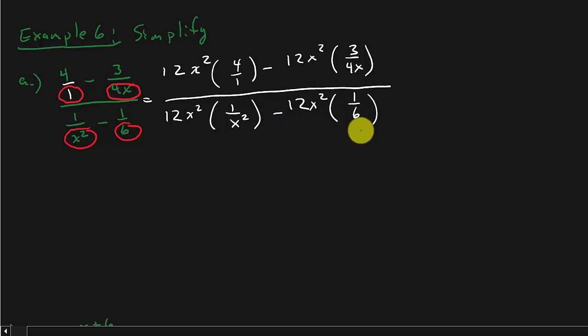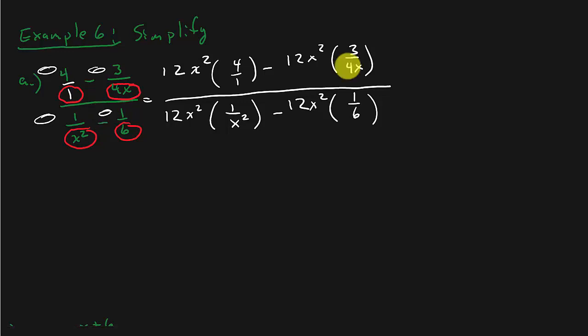All right. Looks confusing, but it's not. The only thing I did is I wrote 12x squared next to each one of these terms. That's all I did. Okay. Now, let's start canceling. See how the x and the x squared cancel? I'm left with x, this, and this. I'm left with 3. And then the x squared and the x squared cancels. And then the 6 and the 12 cancels, and I'm left with 2.